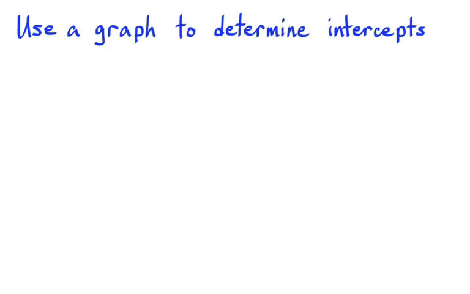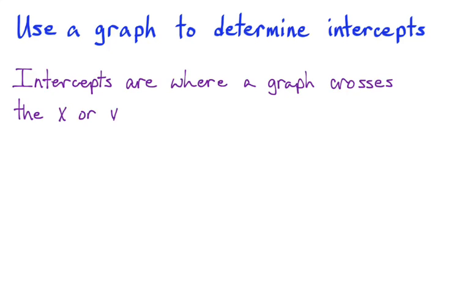In this lesson, we're going to talk about how to use a graph to determine intercepts. So we'll talk about what an intercept is and how you can recognize it on the graphs. Really very easy. So intercepts are simply where a graph crosses the x or y axis.